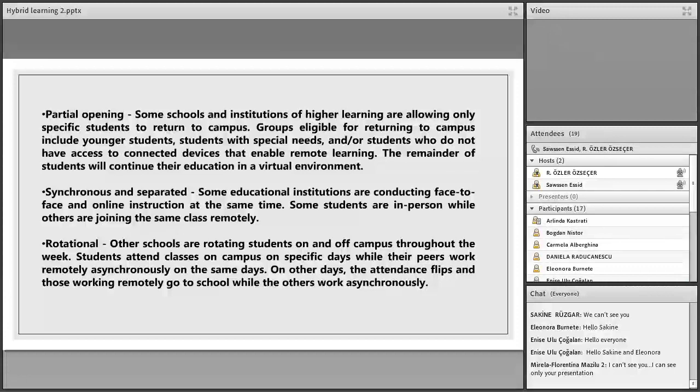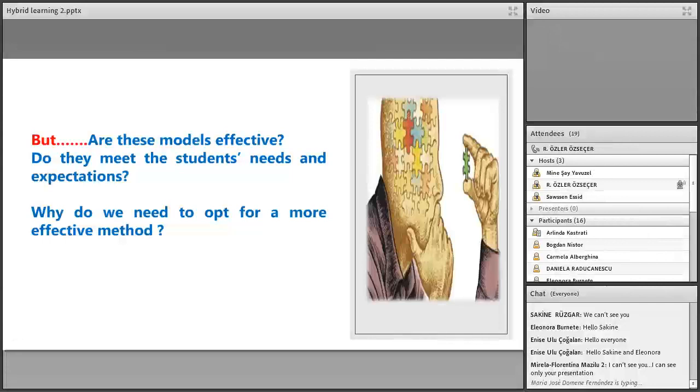So these are some of the models adopted by some institutions, and maybe you are encountering these or adopting these kinds of models in your schools or institutions. But here, maybe we stop for a while and think critically about this situation. Are all these models really effective?